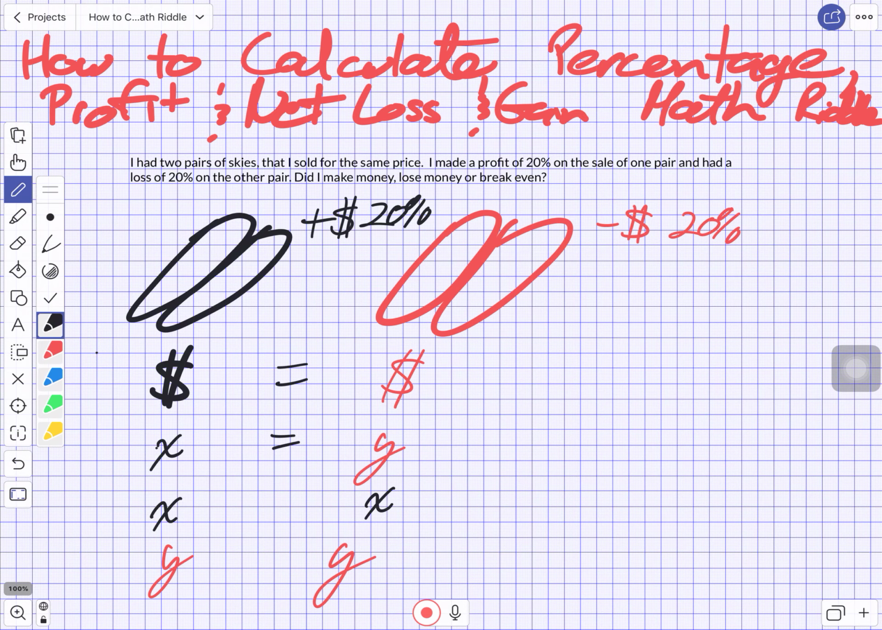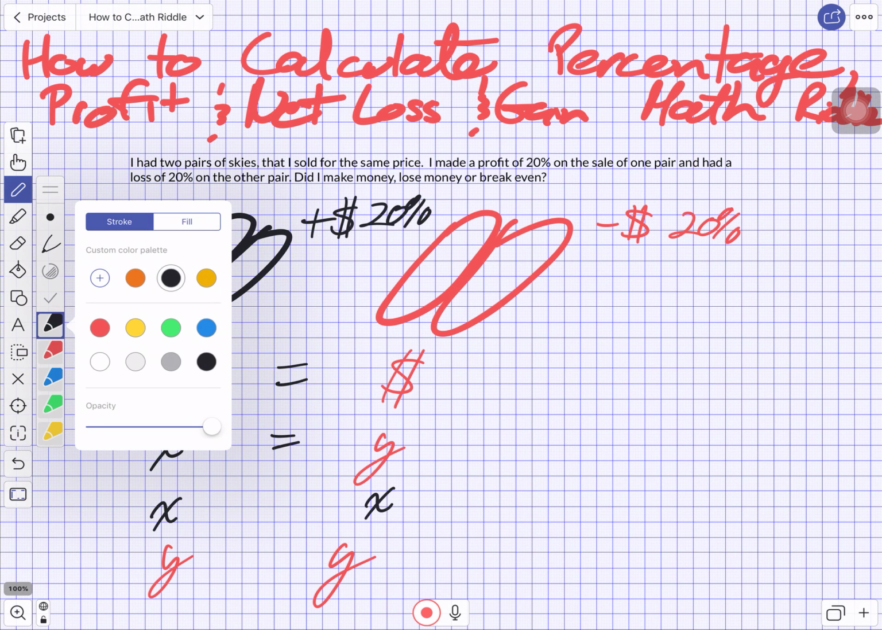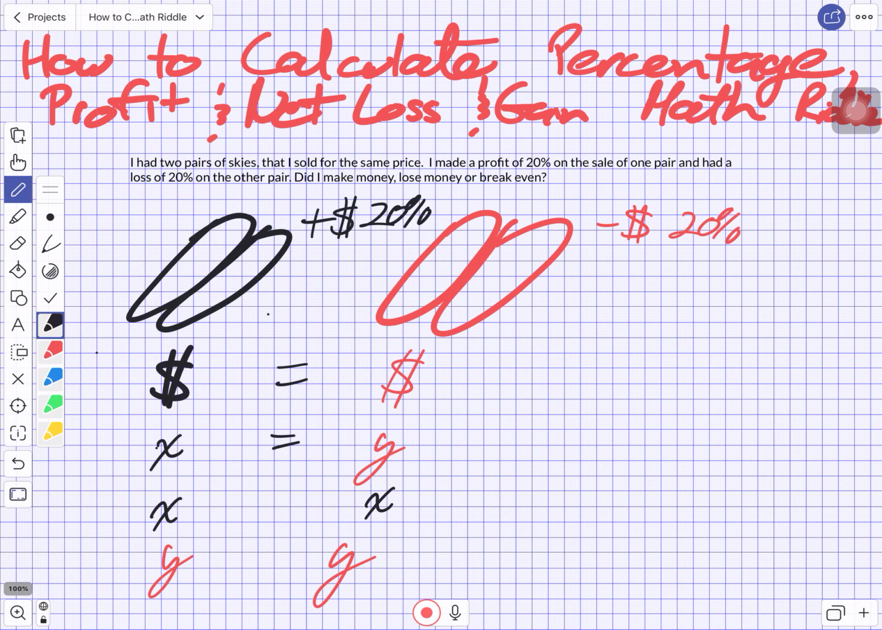This could be hard to think of at first. You might go, oh, well, they're both 20%, so we probably broke even. But we have to get down to the nitty-gritty of this. And one way to do this is to apply a number or a sale price. So let's say the sale price here of the skis is $100. It's a pretty simple value to work with. We could say it's anything, but I'm going to work with that one.